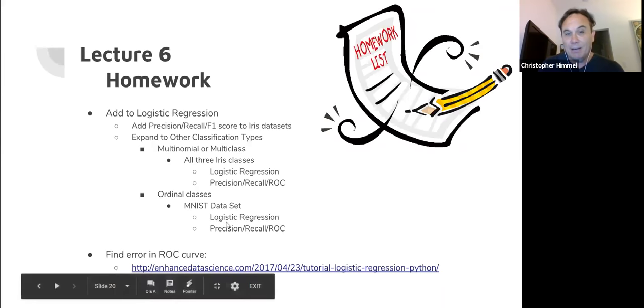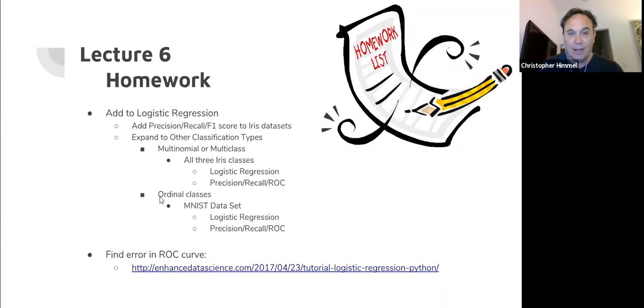Okay, and then if you want to take it even further, do the ordinal classes, or do the MNIST data set, which is the numbers between 0 and 9, being able to tell the handwritten data set. It's just a simple extension of what we did tonight.